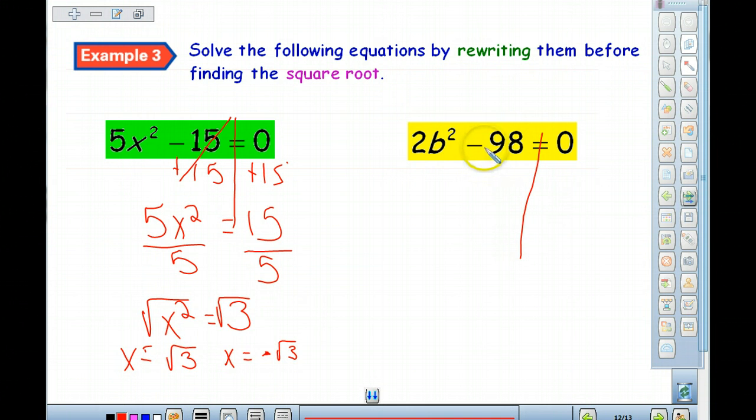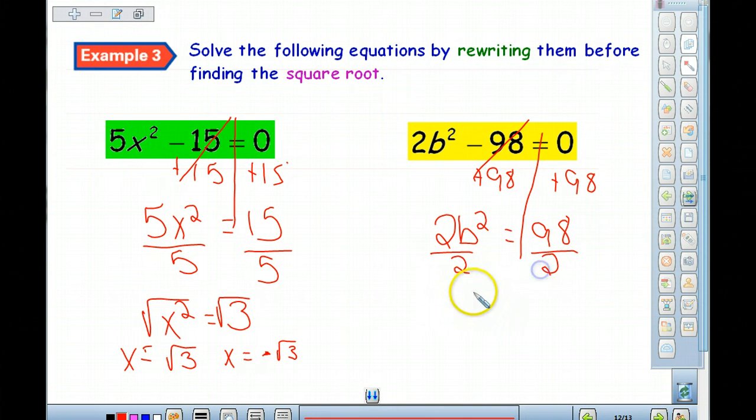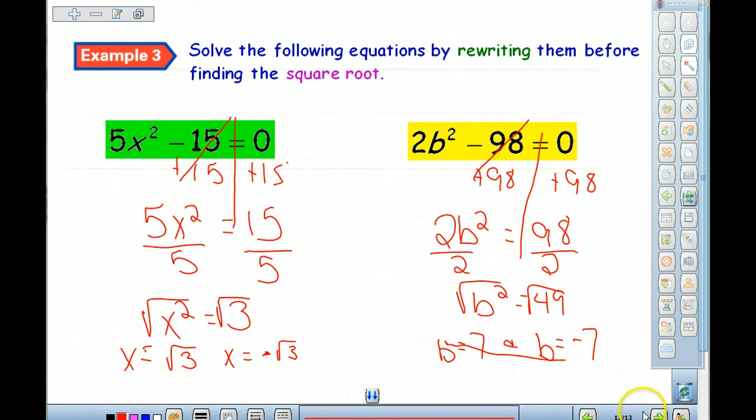Okay, on this one we've got minus 98, so let's add our 98. We have 2b squared equals 98. Then we can divide by our 2. We get b squared equals 49, and very last step, square root of 49 is b equals 7. But don't forget the lonely Mr. Negative number, and also get b equals negative 7.